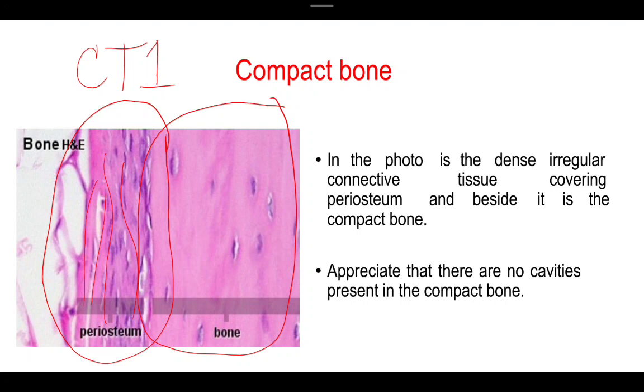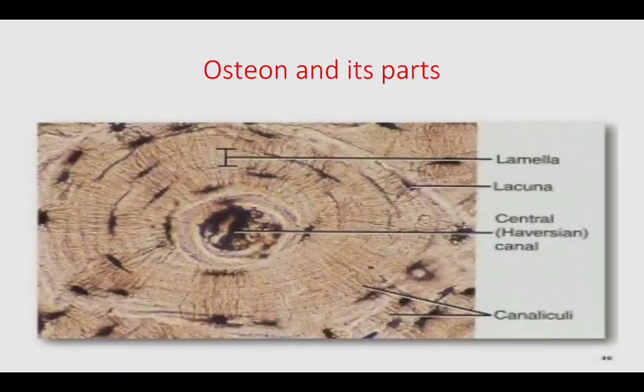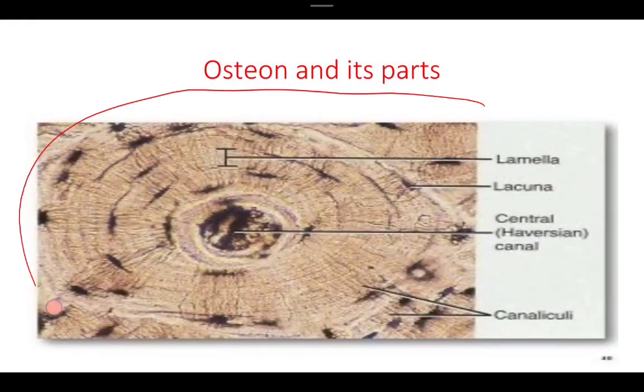Also appreciate that your compact bone doesn't have any cavities, those holes from earlier, because your compact bone doesn't have any cavities. So what does the compact bone have? Osteons. Those osteons will be discussed in the next slide. Okay, so let's move on. This is an osteon. This entire picture is an osteon.